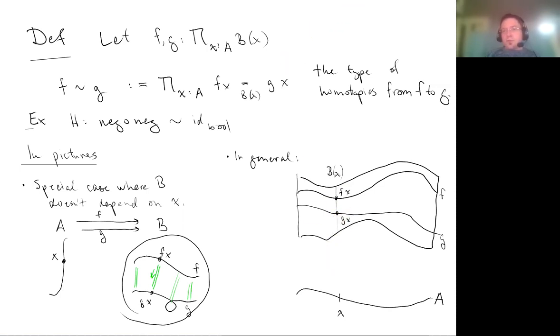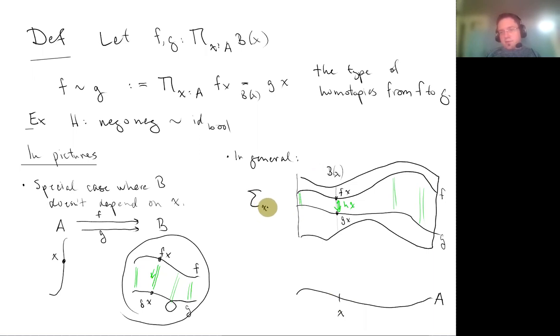It's just another tool to have to think about type families and dependent functions. Anyway, in any case, the homotopy from F to G should give, for every X, an identification in B of X, which is here this little one-dimensional thing. So here's our H of X. And then the homotopy should do that for all X.